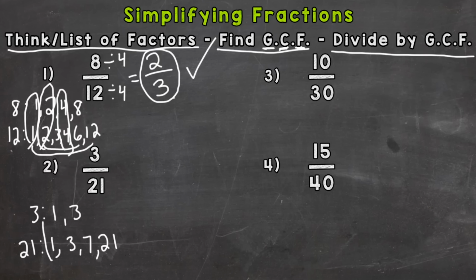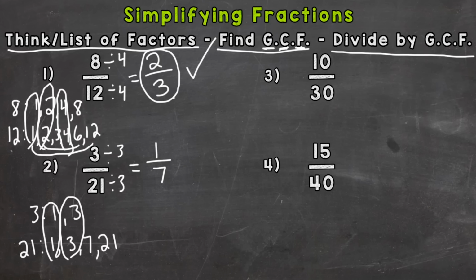So we have a common factor of 1 here. Now, if that was the only common factor, that fraction would be simplified. But we have this 3 here, which would be the greatest common factor between the two. So let's divide both the 3 and the 21 by 3. So 3 divided by 3 is 1, and 21 divided by 3 is 7.